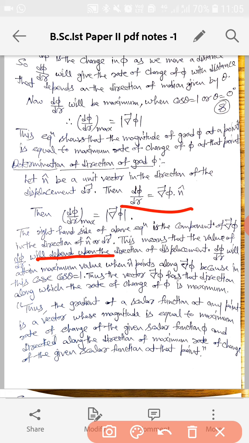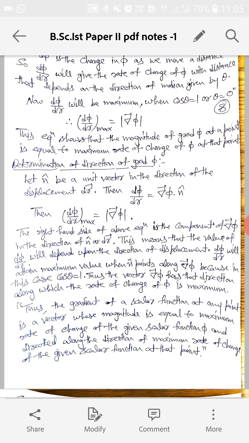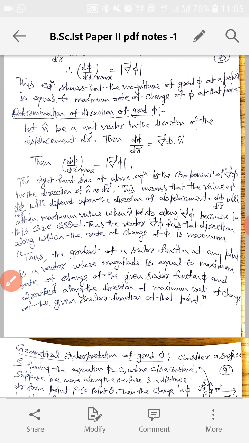This means the value of d phi by dr will depend upon the direction of displacement. So d phi by dr will be maximum when n cap points along the direction of gradient of phi, because in that case theta will be 0 and cos theta will be 1. Thus the vector gradient of phi has that direction along which the rate of change of phi is maximum. So the gradient of a function has the direction along which the change of phi is maximum.